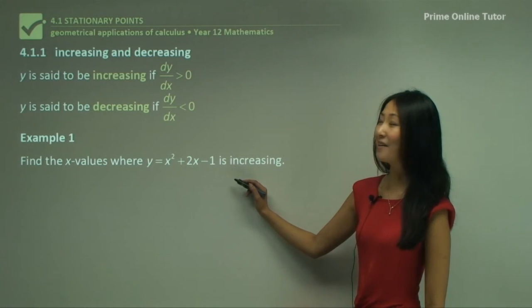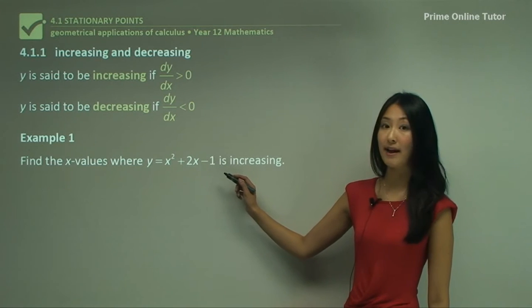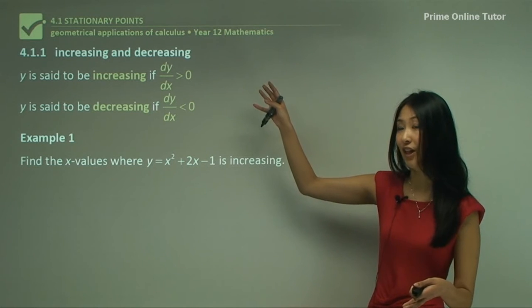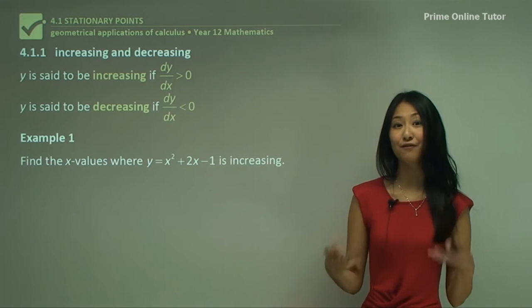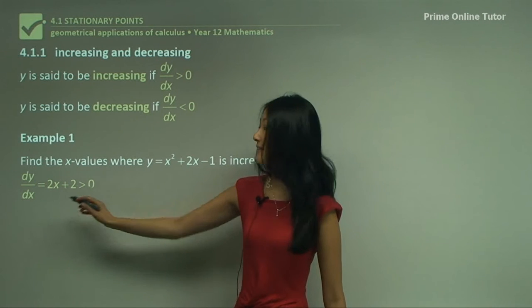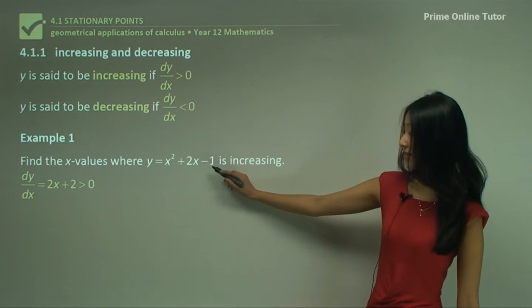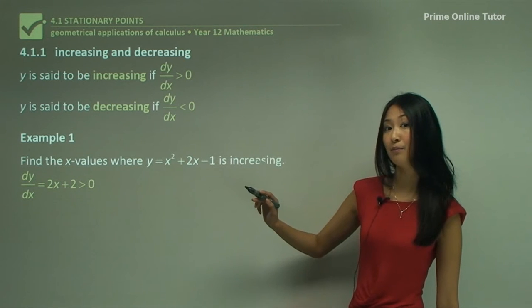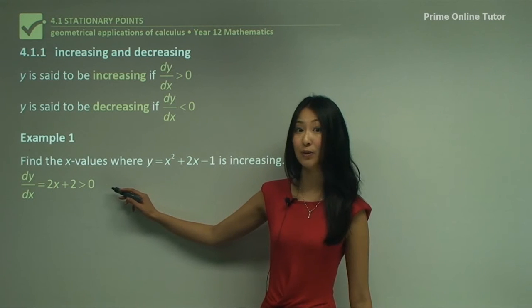In example 1, we want to find the x values where y equals x squared plus 2x minus 1 is increasing. Increasing, from what we just learnt, is when the first derivative is greater than 0, which means we need to find the first derivative. So we write dy on dx is greater than 0, except we need to work out what dy on dx actually is. In this case, take the 2 down, that's 2x, plus 2, and the minus 1 just disappears. So we get 2x plus 2 is greater than 0.